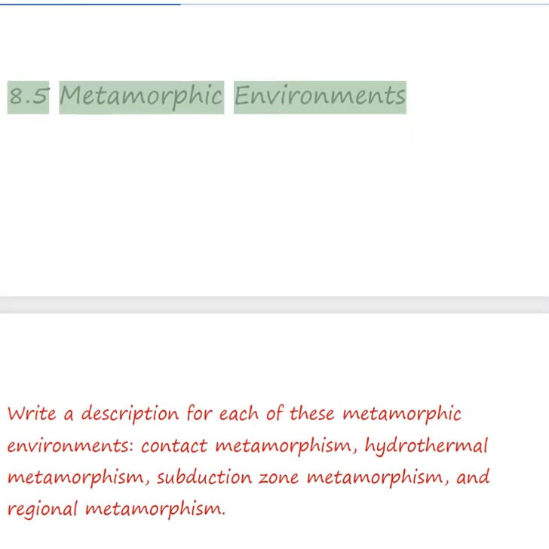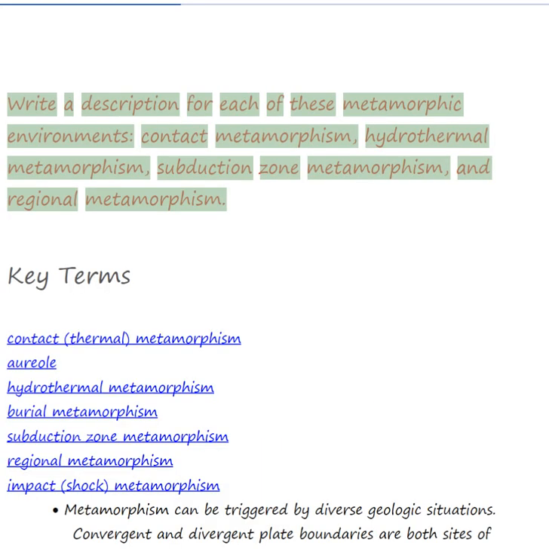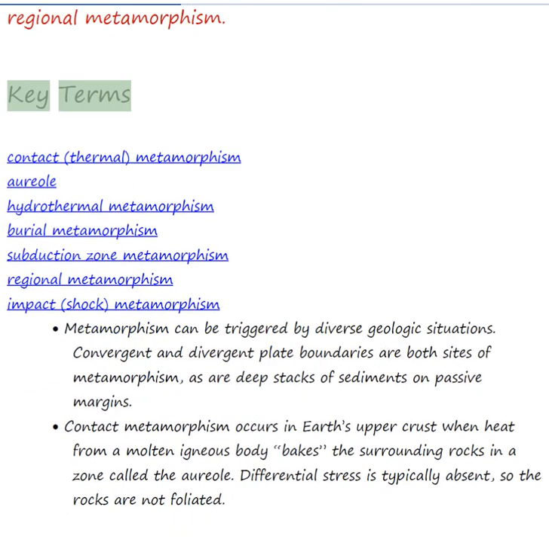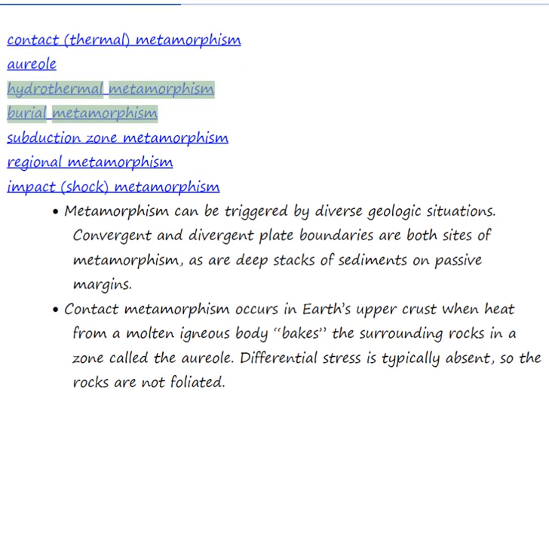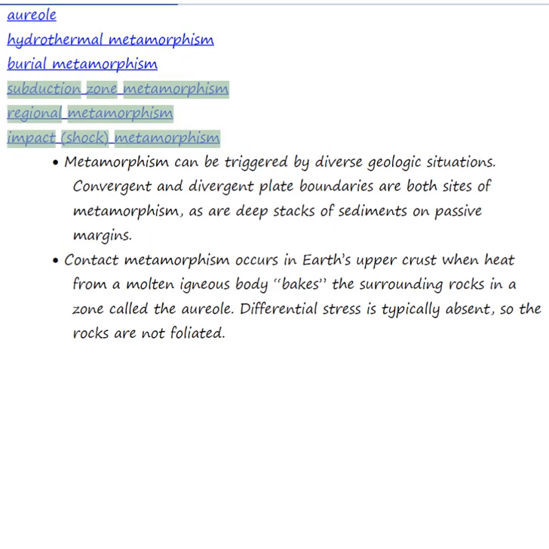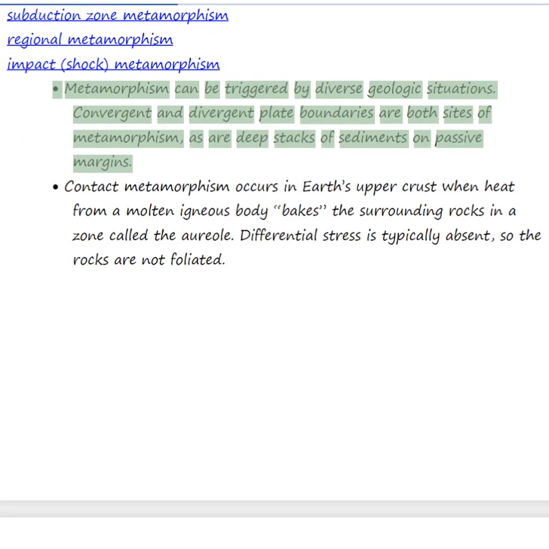8.5 Metamorphic environments. Write a description for each of these metamorphic environments: contact metamorphism, hydrothermal metamorphism, subduction zone metamorphism, and regional metamorphism. Key terms: contact metamorphism, hydrothermal metamorphism, burial metamorphism, subduction zone metamorphism, regional metamorphism, impact metamorphism. Metamorphism can be triggered by diverse geologic situations. Convergent and divergent plate boundaries are both sites of metamorphism, as are deep stacks of sediments on passive margins.